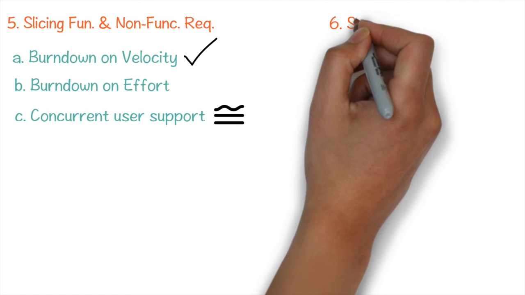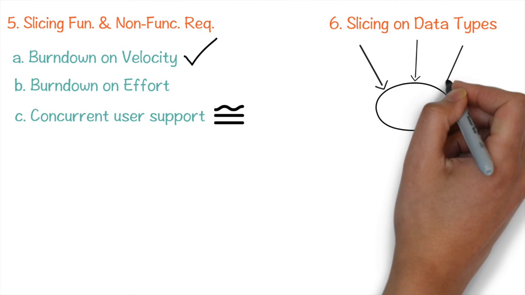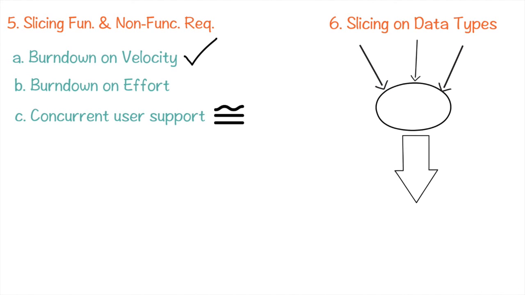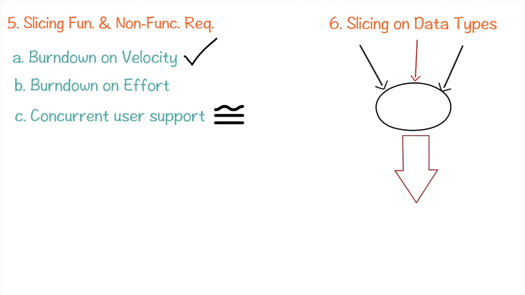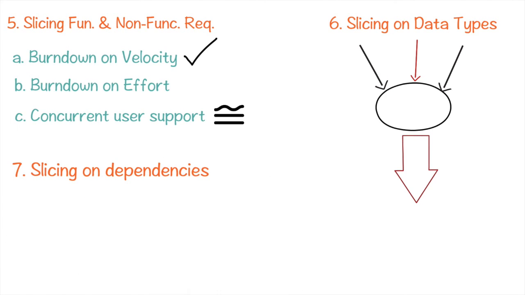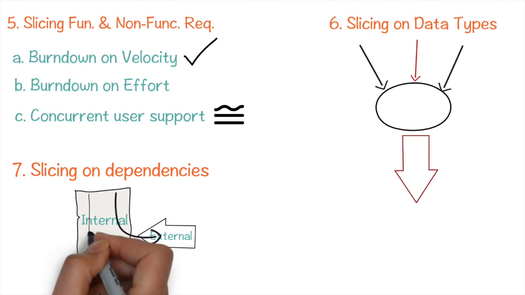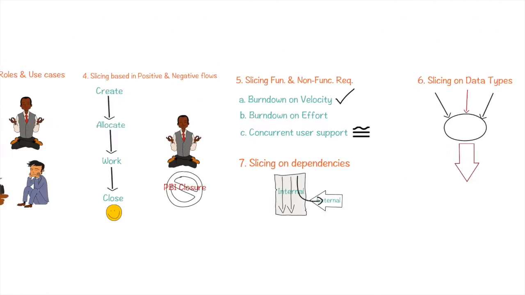A different approach is to slice based on data types. That is, if the PBI does the same thing with different kinds of data, the PBI can be sliced such that it focuses on manipulating one kind of data initially and then enhance the functionality to other data types. Lastly, PBI can be sliced based on dependencies, those with external dependencies and those with no or only internal dependencies. You cannot have just one method to slice the PBIs. Rather, you will need to apply multiple combinations to effectively derive small vertically sliced PBIs.